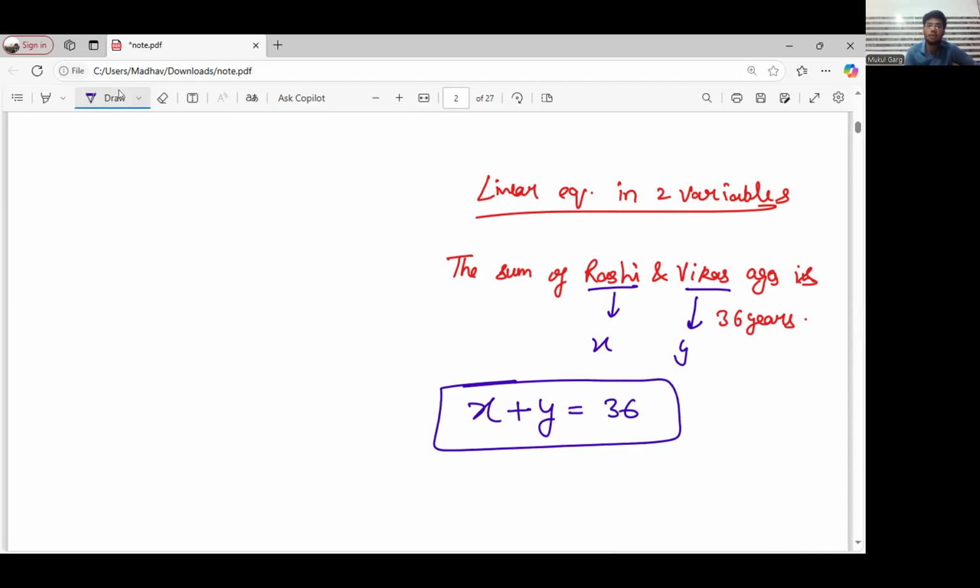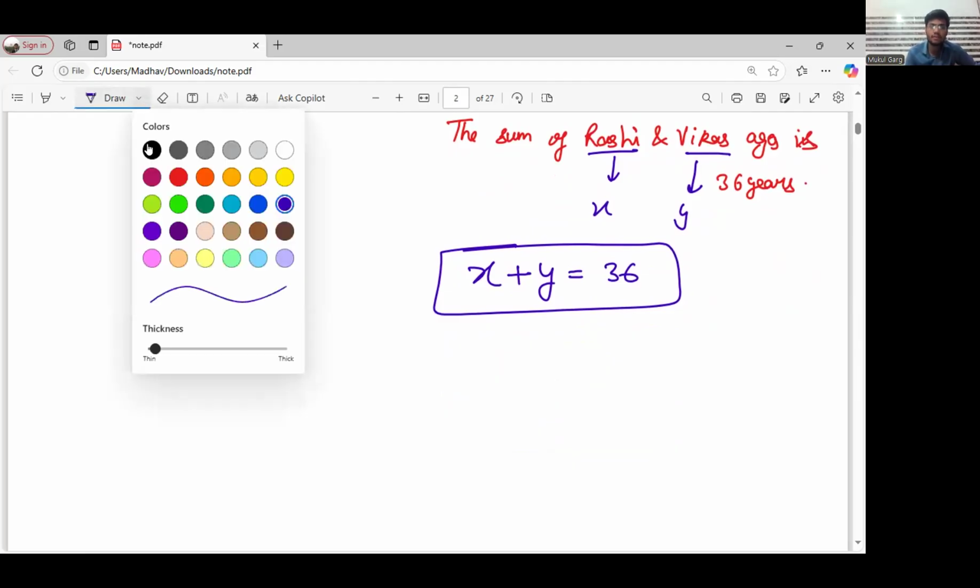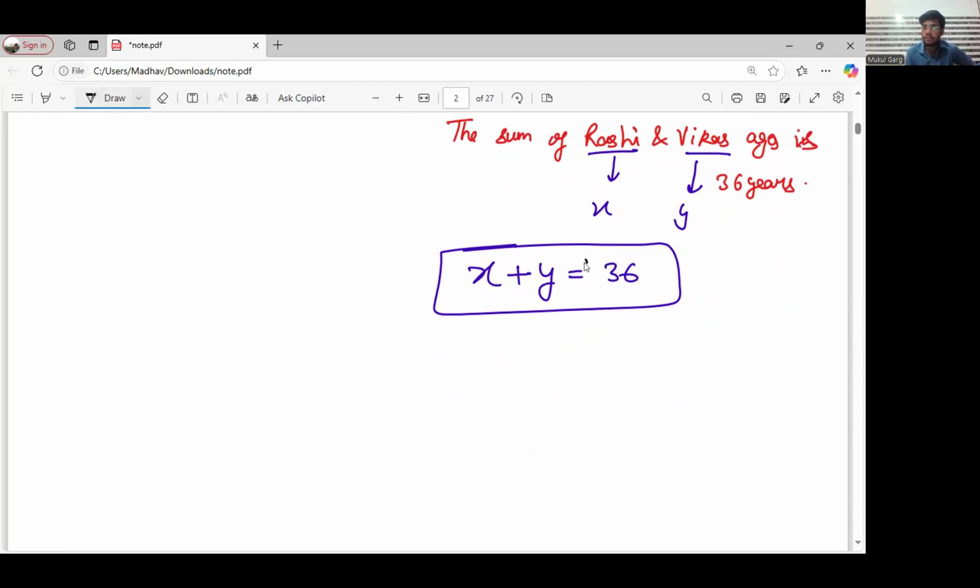That type of equation is called a linear equation in two variables. Why is it a linear equation in two variables? Let's try to understand it from the words or from the heading. First of all, an equal to sign is involved here, so it's an equation. Are two variables involved here? Yes, x and y. Now, why is it linear? Because the power of both the variables is 1, so that's why it's a linear equation in two variables.